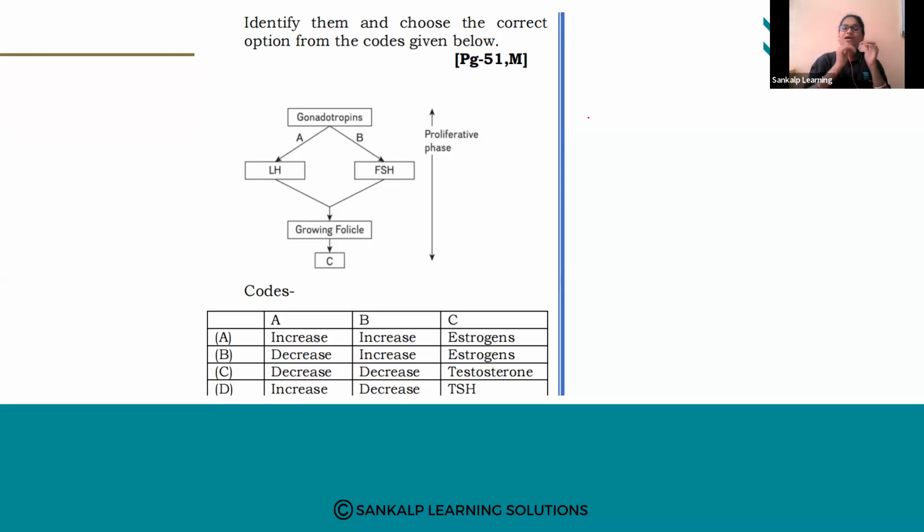Luteinizing hormone will be low. FSH will be increasing then, because the follicles have to grow. The growing follicles will be releasing the estrogen. So option B is a right answer. In the last phase, the ovulation phase, luteinizing hormone will be more, right? So if you took LH as FSH and marked increase, that is wrong. So option B is the right answer. Any doubts here?